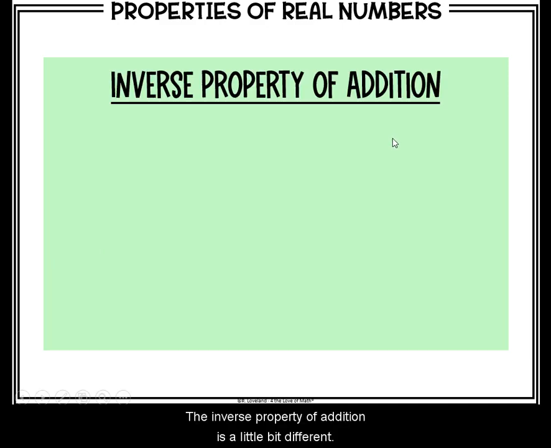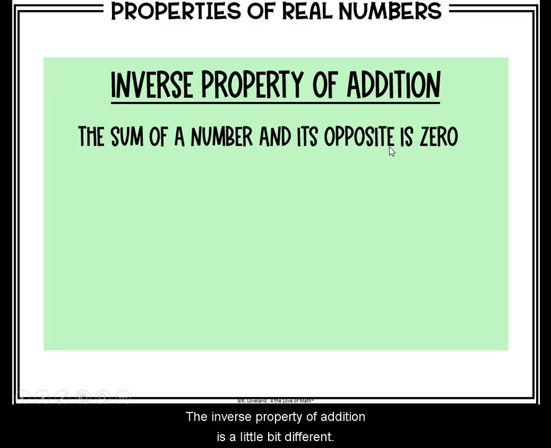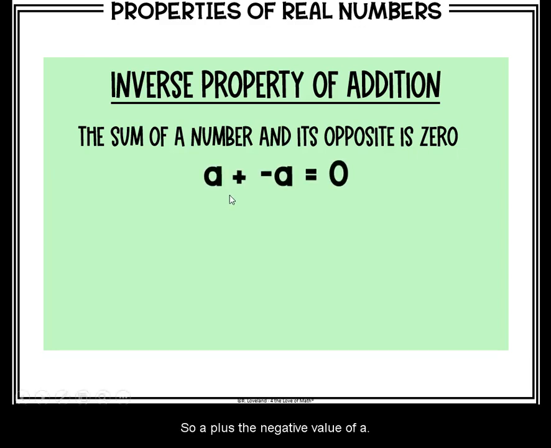The inverse property of addition is a little bit different. It tells us that the sum of a number and its opposite is 0. So a plus the negative value of a is going to give us 0. 8 plus negative 8 equals 0.